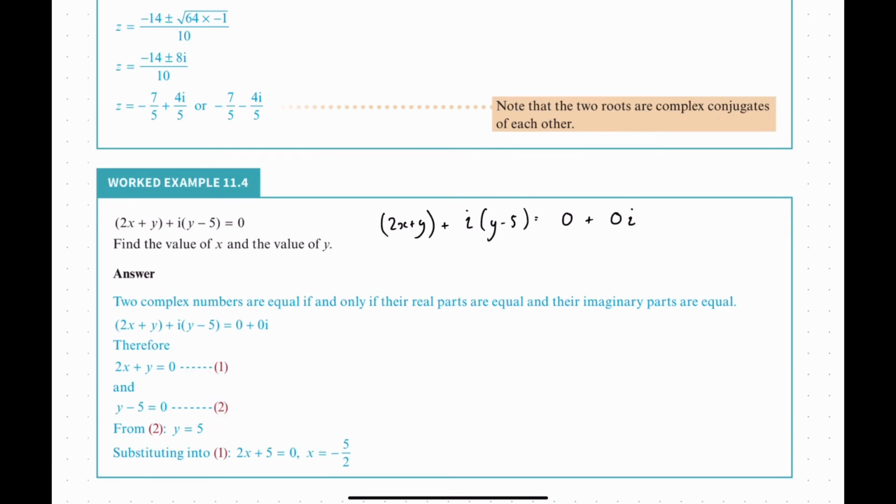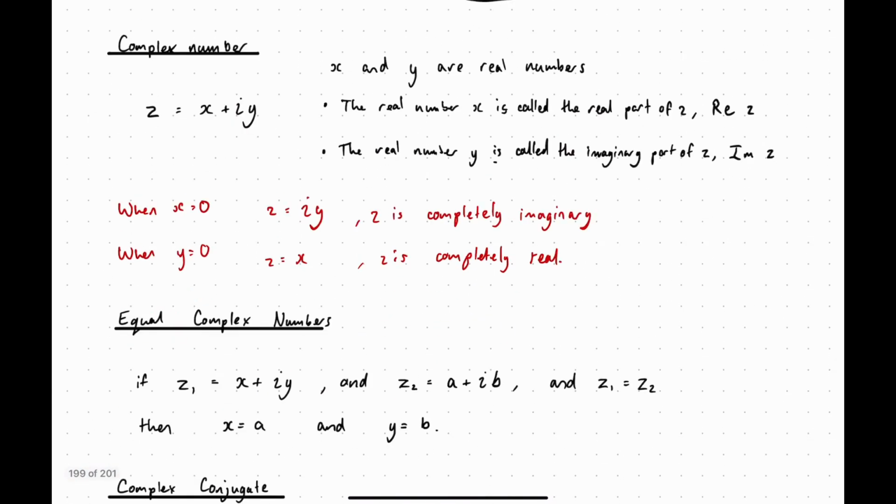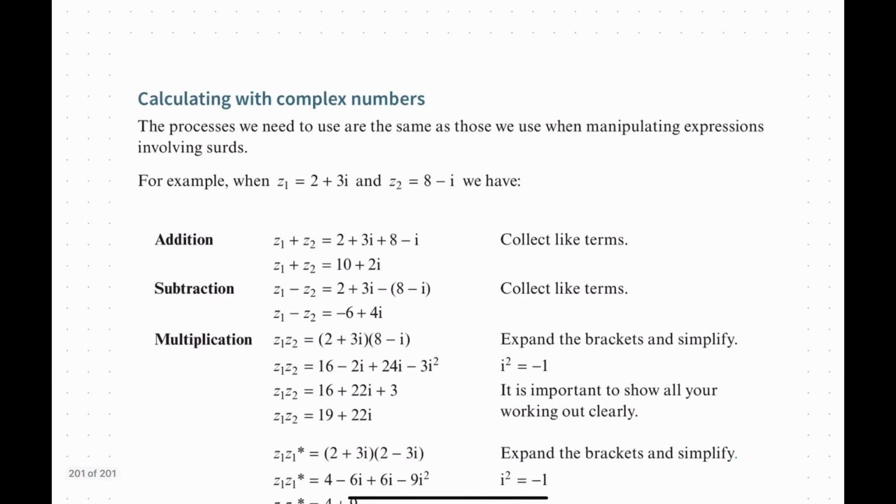So, yes, the real trick here was writing it as 0 plus 0i, using that identity of equivalence. What did I call it? Equal complex numbers. Okay, if that complex number is 0, then it's 0 plus 0i.